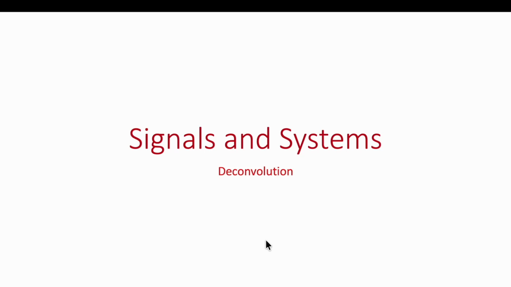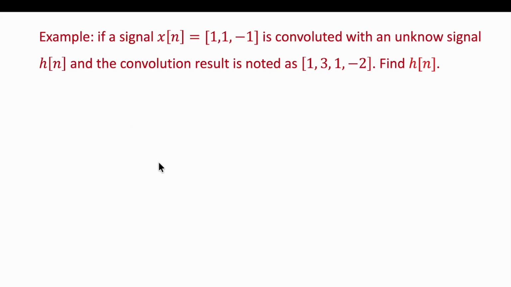In this video, we will discuss the deconvolution of signals and systems. So we will start from an example. If a signal x of n equals 1, 1, minus 1 is convolved with an unknown signal h of n, and the convolution result is 1, 3, 1, minus 2. The question is: what was h of n?